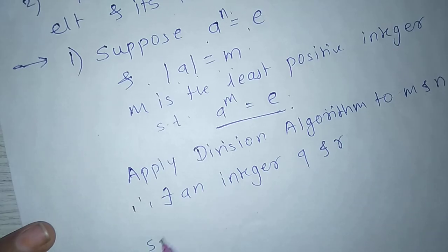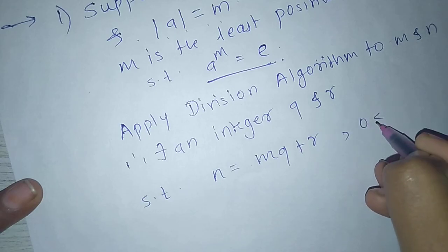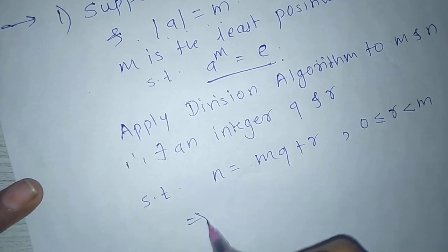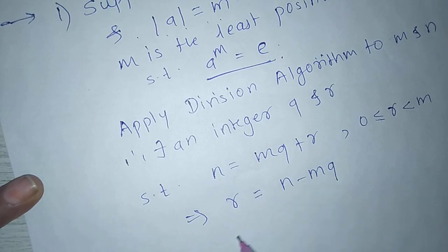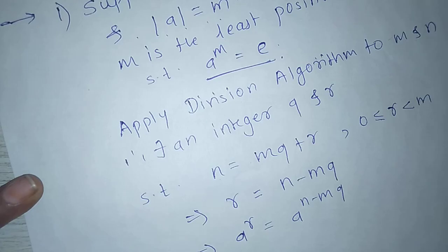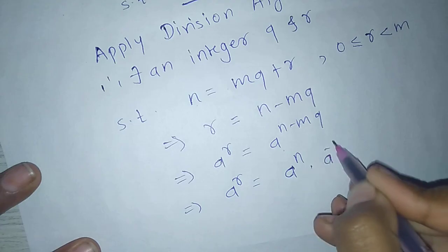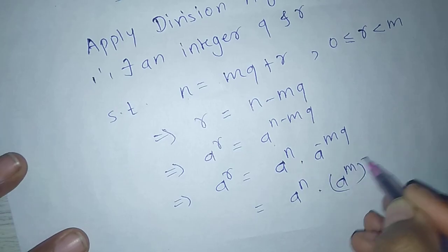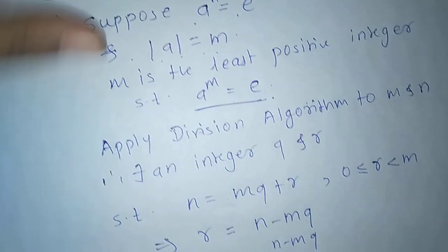q and r such that n equals mq plus r, where r is less than m, which implies r equals n minus mq. r equals n minus mq means a raised to r equals a raised to n minus mq, which means a raised to n into a raised to minus mq, which is equal to a raised to n into (a raised to m) raised to minus q, where a raised to n equals identity, also a raised to m equals identity.